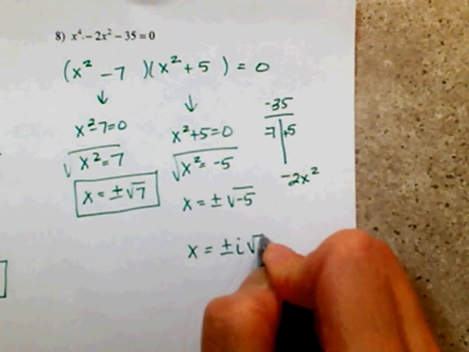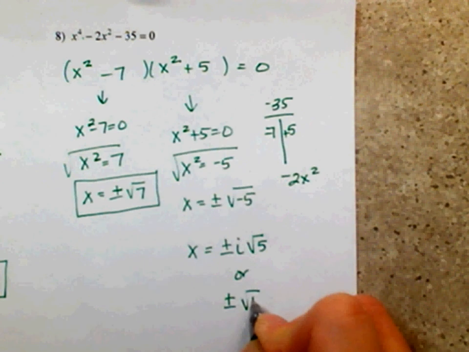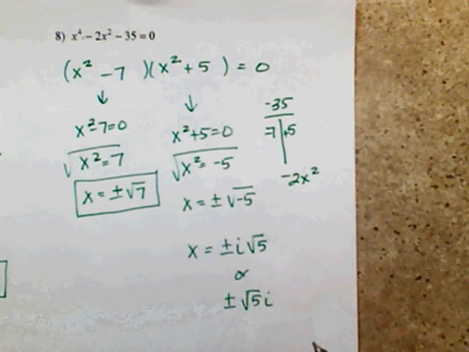By the way, you can still write it like this: plus or minus the square root of 5 i. It means the same answer. Okay? And there you have your solution.